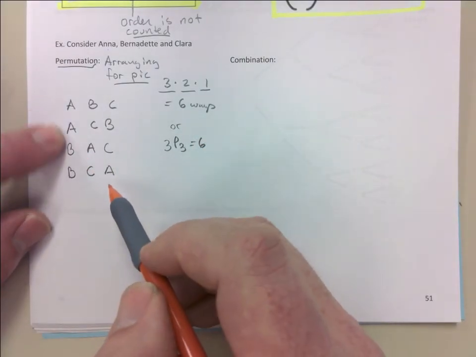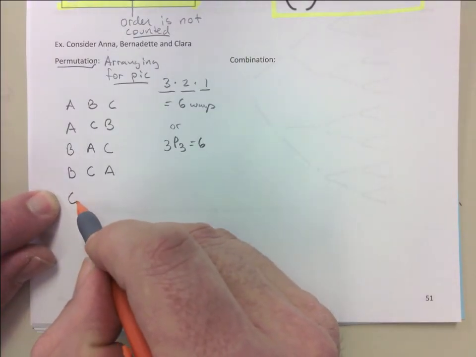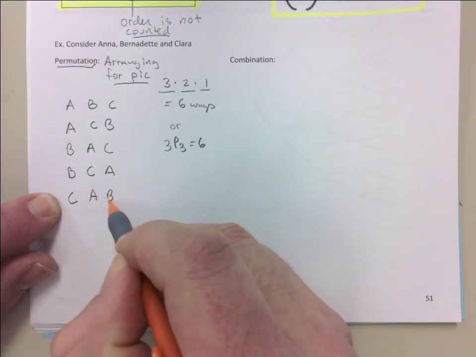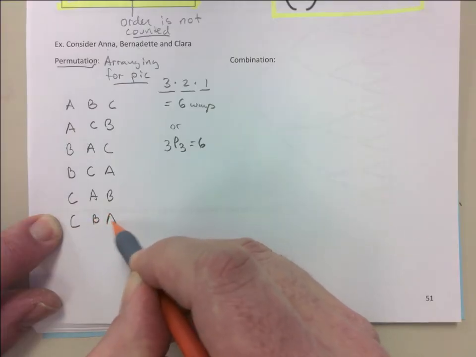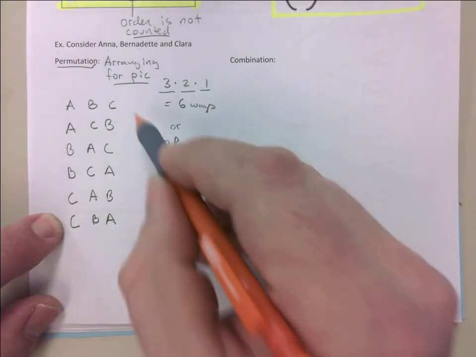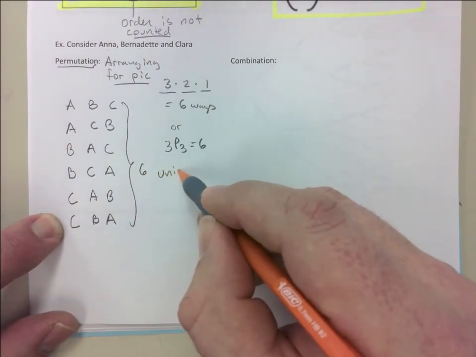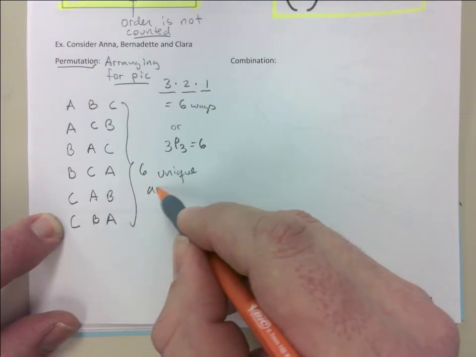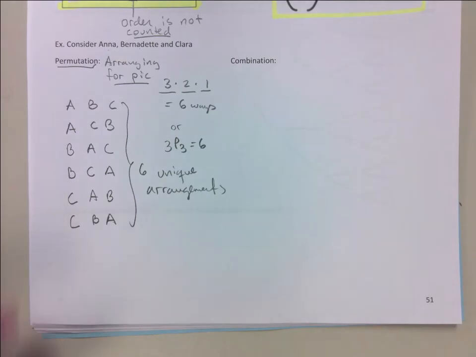So we have 4 already, we need 2 more. We'll have Clara at the front now. We'll have Anna, Bernadette next. And we'll have Clara again up front. We'll have Bernadette and Anna like this. So there's your 6 outcomes. 6 unique arrangements. Okay.